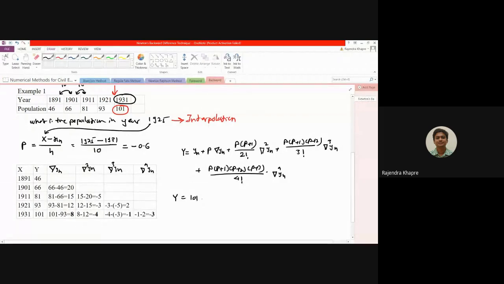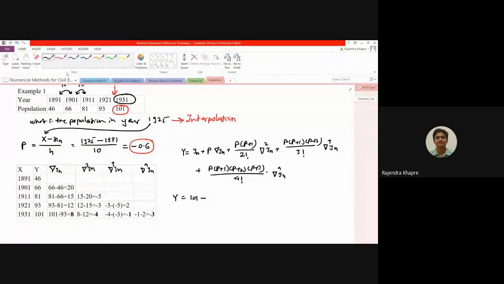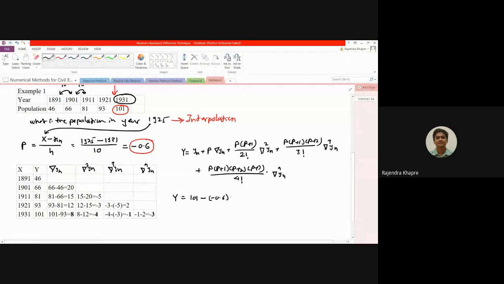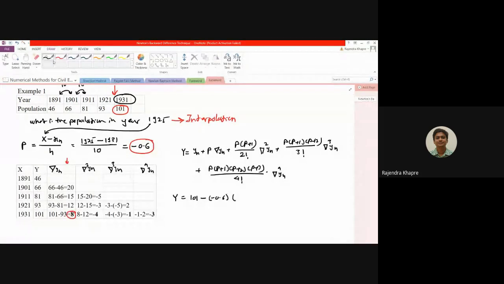Then the p value, which we have just calculated. The value of p is 0.6, which is negative, so I'm going to put this as minus 0.6, into delta yn. The delta yn value is nothing but the last value in this particular column, and the last value over here is 8. Plus the value of p, minus 0.6.